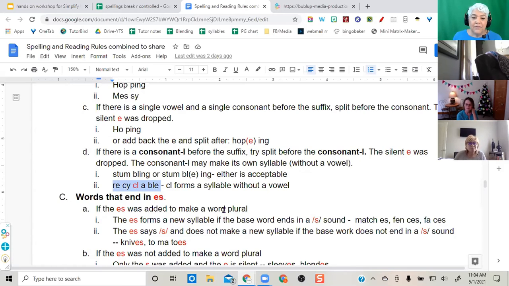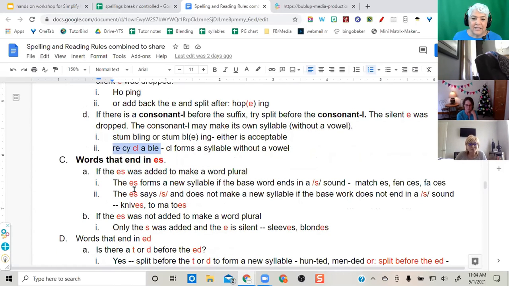Okay. If you have words that end with an ES, you have to determine, was the ES added to make the word plural? Like with the SH, CH, SX, or Z, we add ES, or if the word ends with the O, you add ES, or if you change the Y to an I and add ES, or if you change the F to a V and add ES. If the ES was added to make the word plural, the ES forms a new syllable if the base word ends with a sibilant sound.